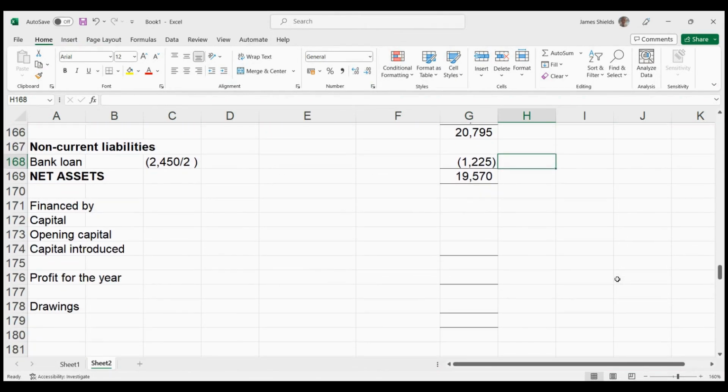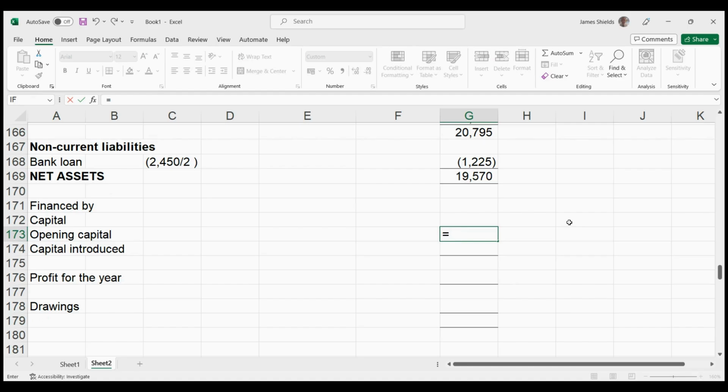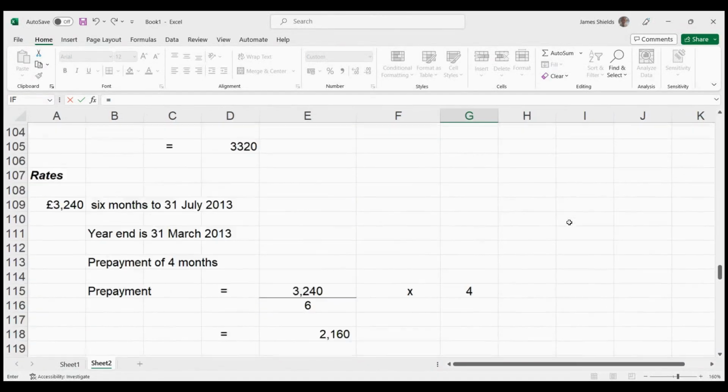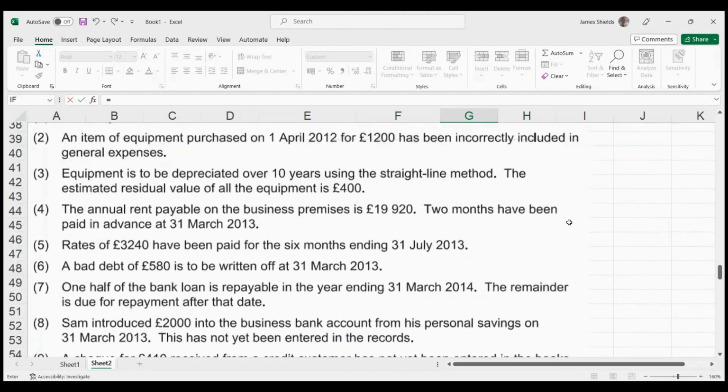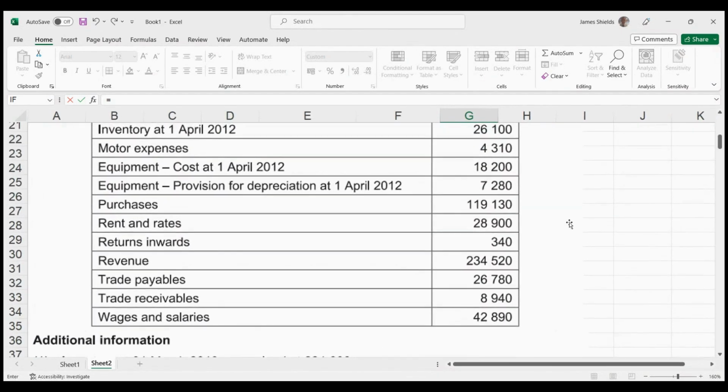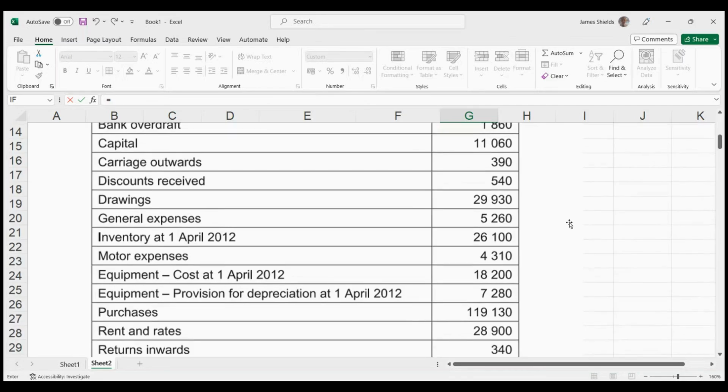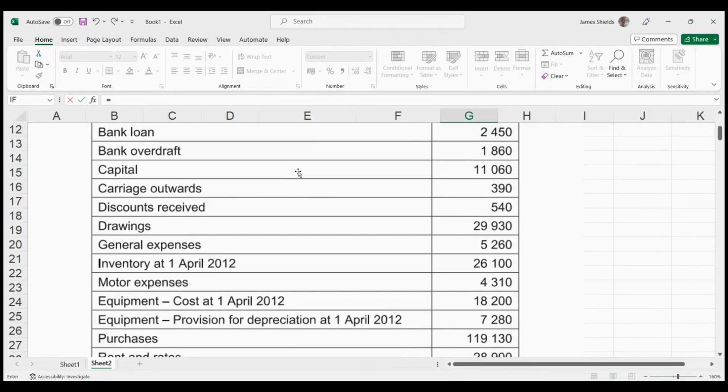Right, now we've got a bit at the bottom now, the financed by bit. This is your capital section. The opening capital, that we're given in the list of balances. So back to the list of balances now. All the way at the top now. Here we go, we're given capital. So the capital in your list of balances is always your opening capital. It's £11,060.